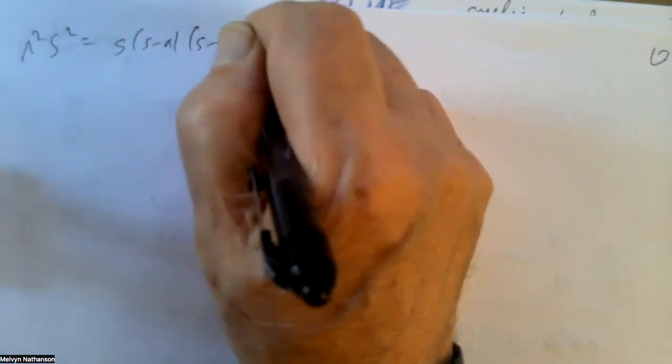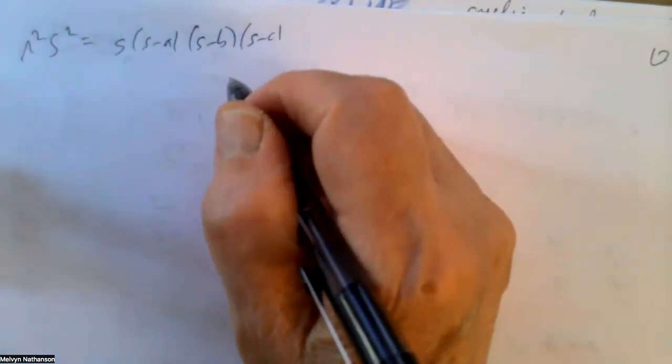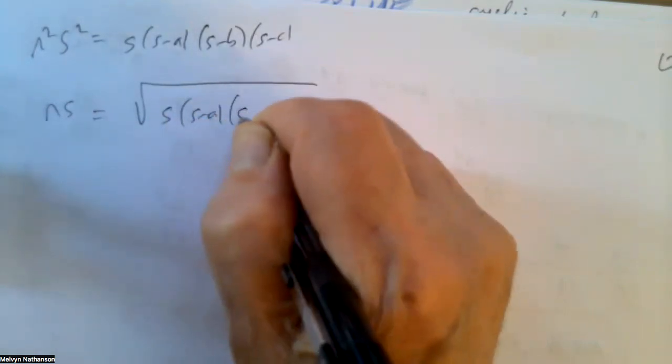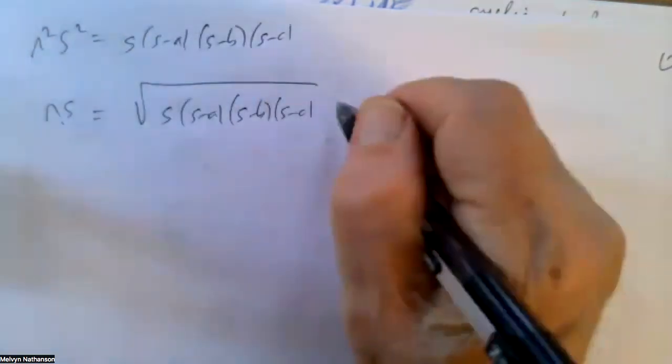So, believe it or not, we have R squared S squared is S, S minus A, S minus B, S minus C. So RS is the square root of S times S minus A times S minus B times S minus C. And RS is equal to K. End of proof.